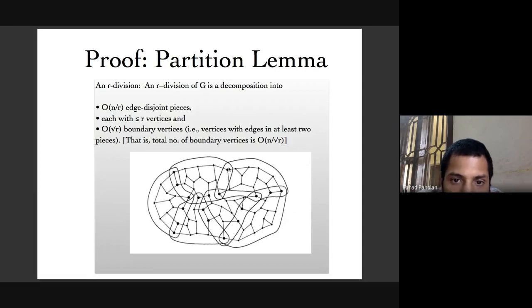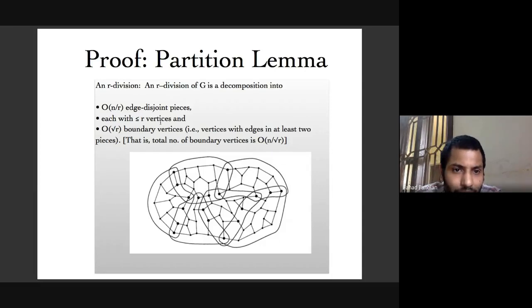So, okay, now what are the requirements? Look at each of these small regions which I draw. The number of vertices here should be at most R, and the number of vertices which also belong to some other piece is at most square root R. Okay? So if I collect all the boundary vertices over all the pieces, it is order n by square root R, because order n by R pieces are there, and for each piece I will have order square root R boundary vertices. So the total number of boundary vertices over all pieces is square root R times n divided by R, which is order n by square root R.